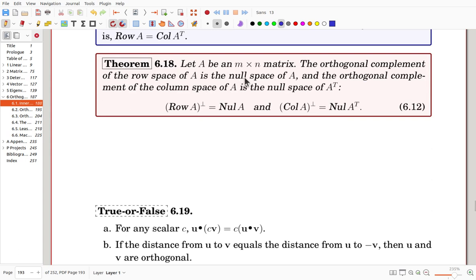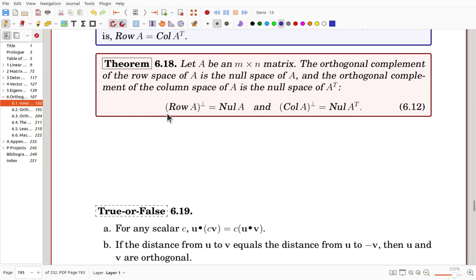If A is an n by n matrix, consider the orthogonal complement of the row space of A. The orthogonal complement of the row space of A is the null space of A, and the orthogonal complement of the column space of A is the null space of A transpose. Once you read this sentence, it's not easy to understand. Now, let's see some detail.